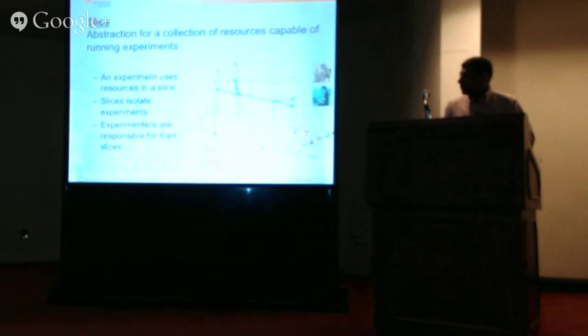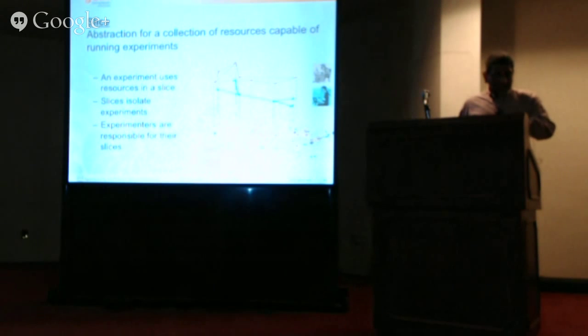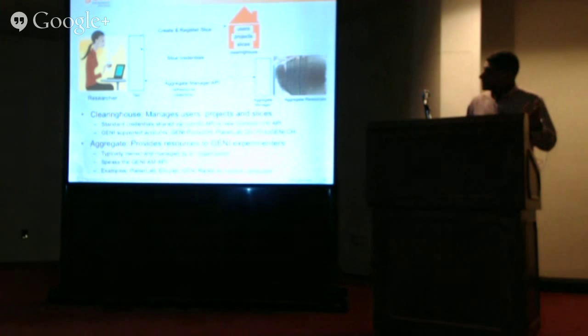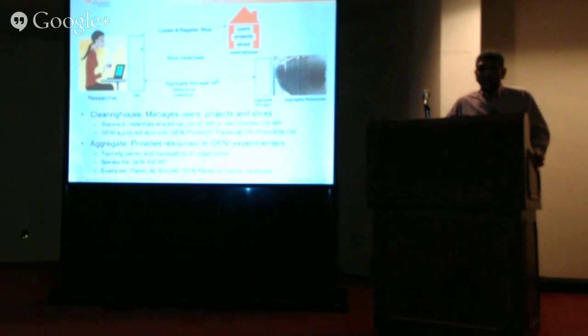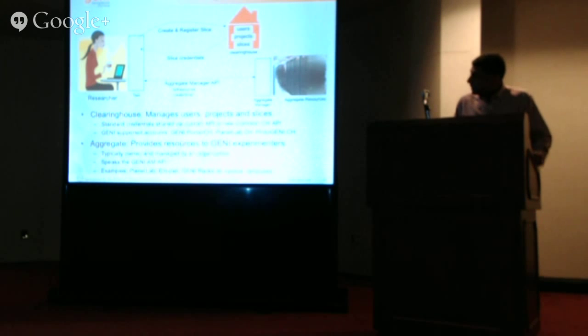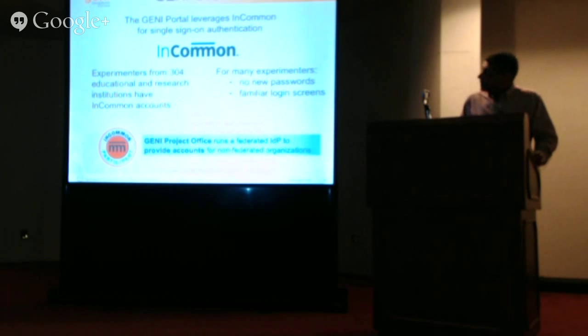Finally, what does GENI look like to an experimenter? I'm going to quickly breeze through this since we're almost out of time. I already mentioned slice, how resources live in the slice. If you as an experimenter want to run an experiment, you go to what's called a clearinghouse, get a slice, get access to the slice, and then you talk to each of the resource providers, called GENI aggregate providers, and ask for resources to add them to your slice.